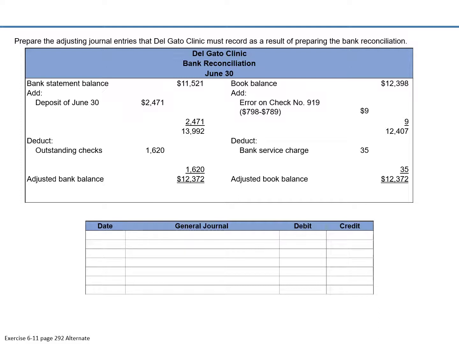All right, so we had an error on check 919. We recorded too much utility expense and we reduced our cash by too much. So we need to increase cash, $9. Decrease utility expense, $9. Then we need to record our bank service charge. That's going to be an increase to miscellaneous expense and a decrease to cash for $35.